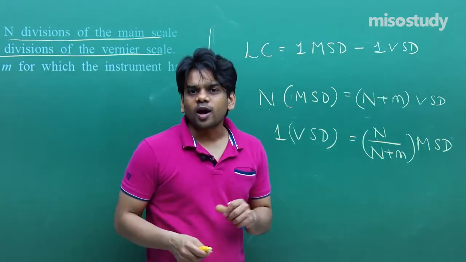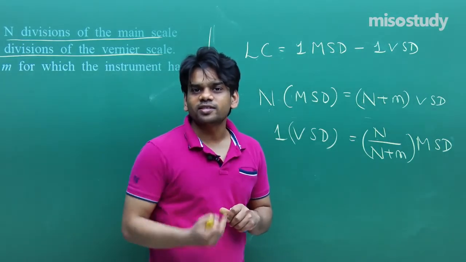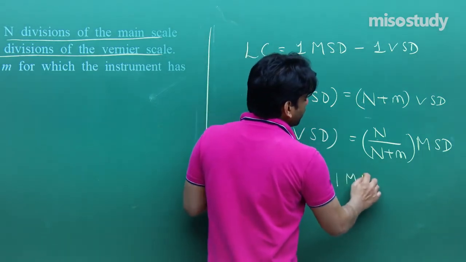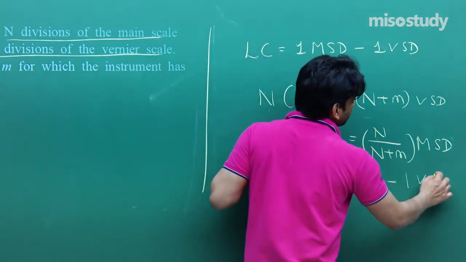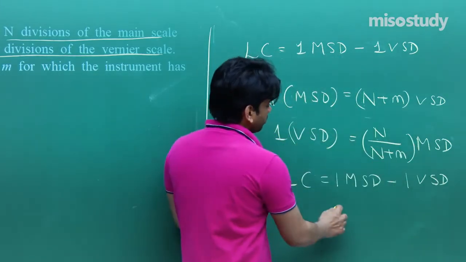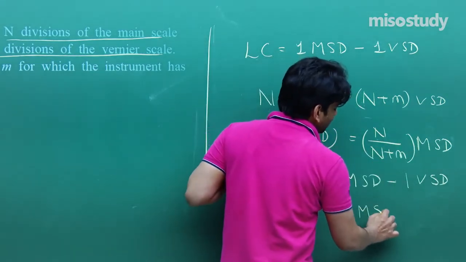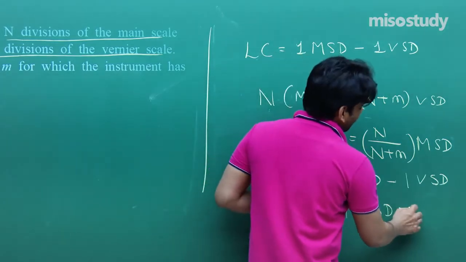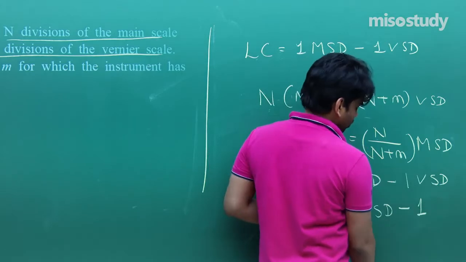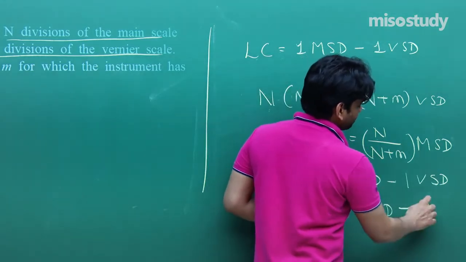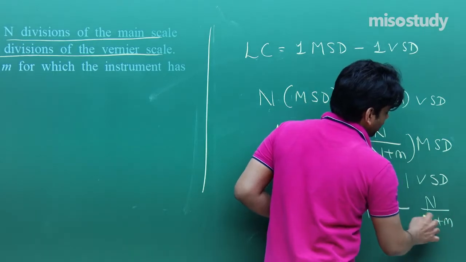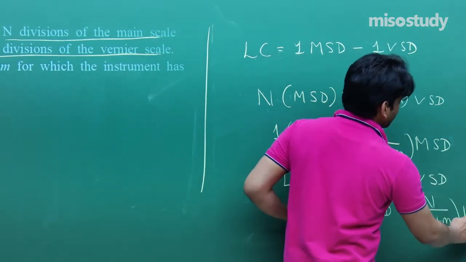Now what is the value of least count? That will be 1 MSD minus 1 VSD. Least count is equal to 1 MSD minus 1 VSD. This is what I have already depicted. Just put up the value of VSD in terms of MSD. We will be getting 1 MSD. I know that from MSD you must be recognizing a famous cricketer, but here we are using it for main scale division. VSD, that is actually equal to n upon n plus m multiplied with MSD.